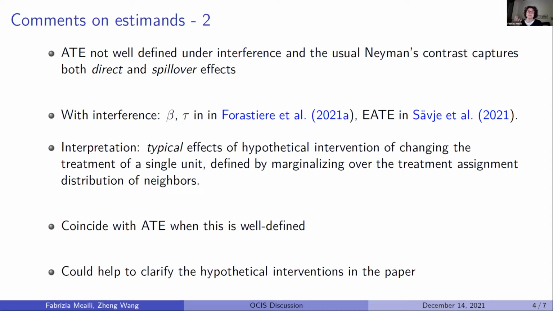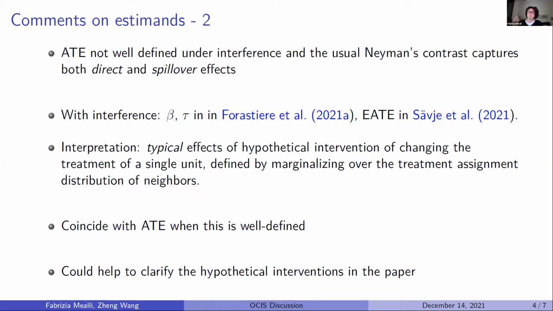And so in fact, when interference is there, what you call the standard ATE, your beta, which is very similar to what we call main effect tau in Forastiere et al., and what is usually called the EATE in a recent paper by Hudgens and Aronow, is really not an ACE, but it's the closest possible estimand to an ACE. It's essentially a typical effect of a hypothetical intervention of changing the treatment of a single unit, possibly drawn at random from the network. And it is defined by marginalizing over the treatment assignment distribution of the neighbors, right?